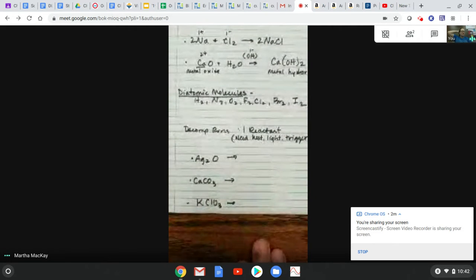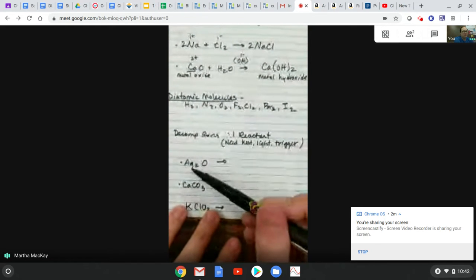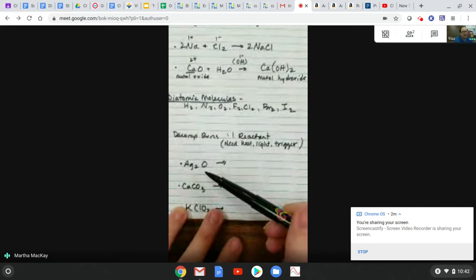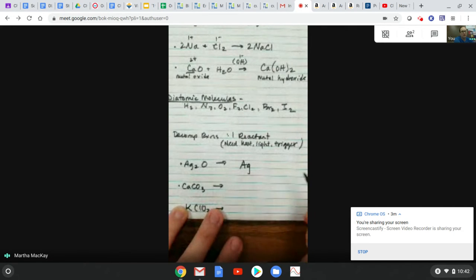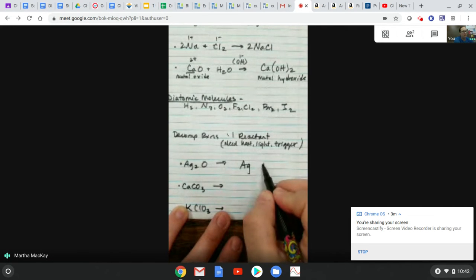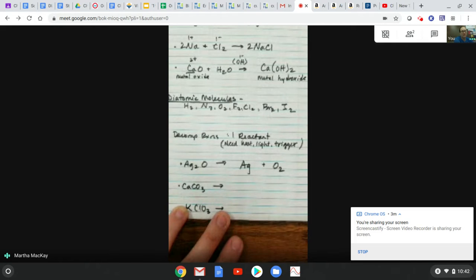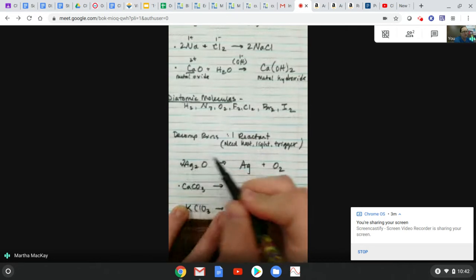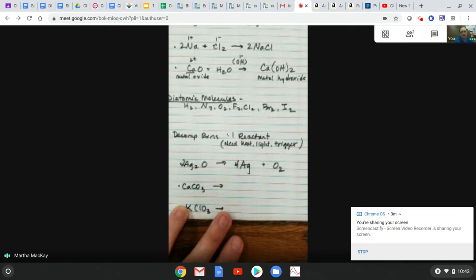So a decomposition reaction is the opposite. Decomposition just means things are going to decompose. They're going to break apart. So I have one reactant that's going to decompose into multiple products. Here I'm starting with one reactant of silver oxide. Well, that is going to decompose into silver metal and oxygen gas. I have oxygen by itself, so it has to be O2. Well, now that's not balanced. So I have to put a 2 in front of this, and then that means a 4 in front of that, and it balances.